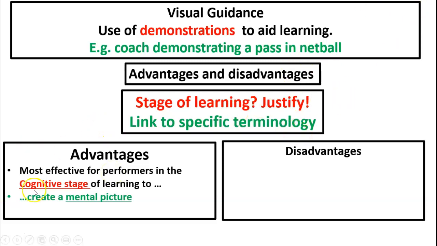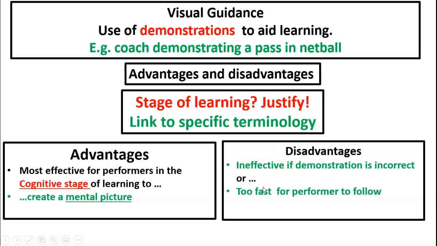Now, if we have a look at the disadvantages, then, if these are our advantages, most effective for performers in the cognitive stage of learning because it allows them to create a mental picture, I'm sure you can imagine there is a real problem with this. So if we do a demonstration that is incorrect, we are going to encourage poor technique. So the key thing with regard to the disadvantage of visual guidance is to do with the demonstration being incorrect. So it's ineffective if that demo is incorrect, or, another thing directly linked to the demonstration, if it's too fast for the performer to follow.